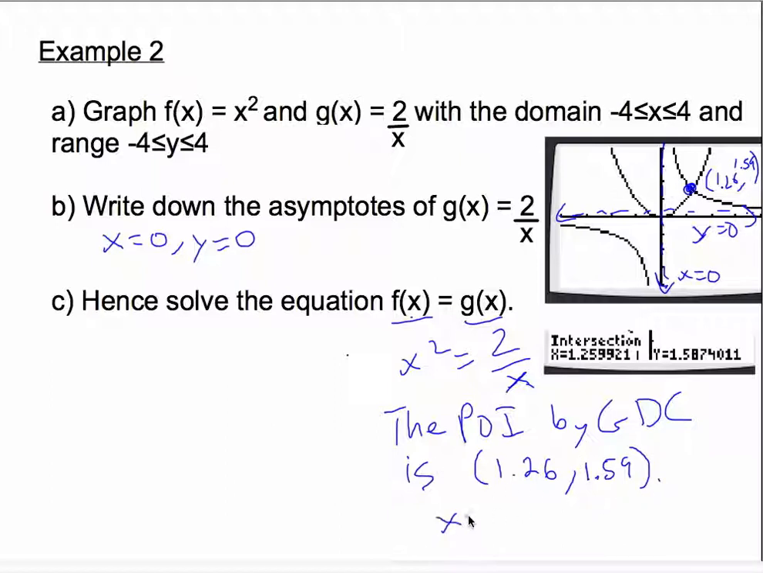So that means that x equals 1.26 in this function here, f of x equals g of x. That's the point at which those two functions meet.